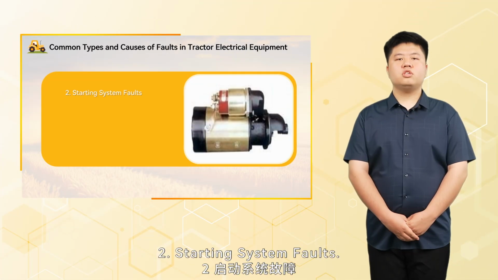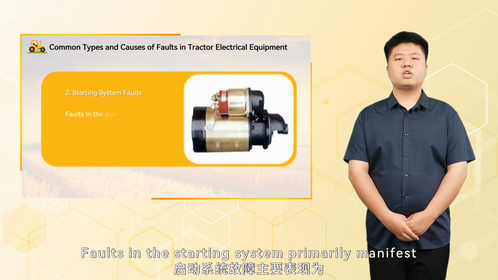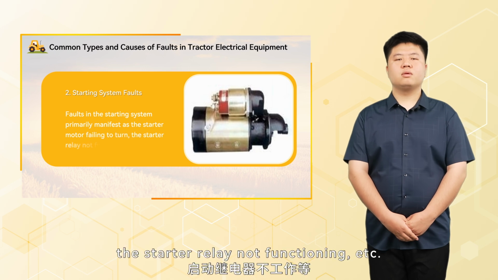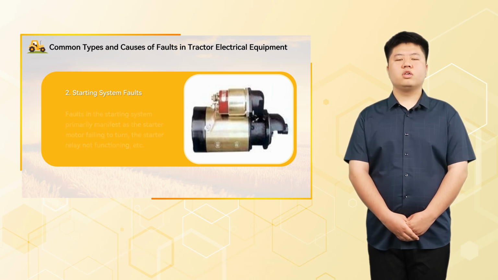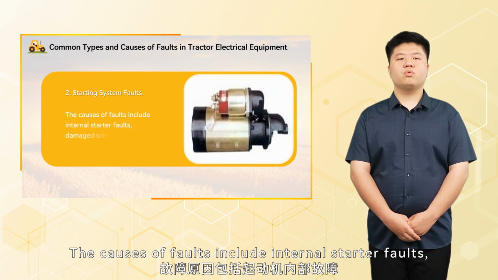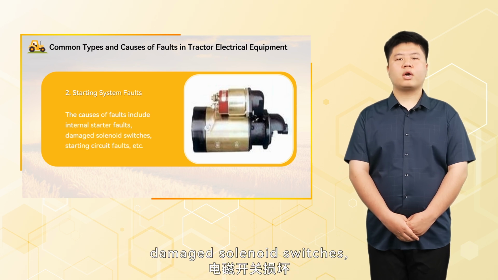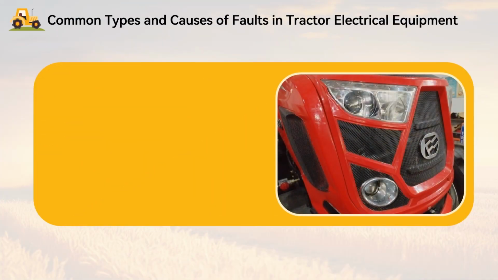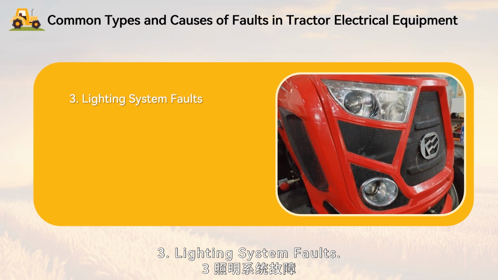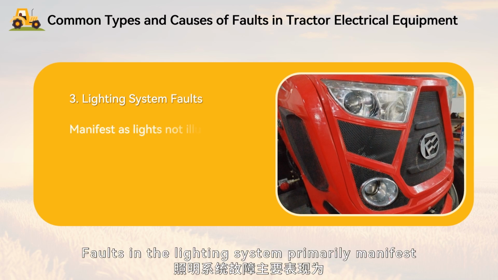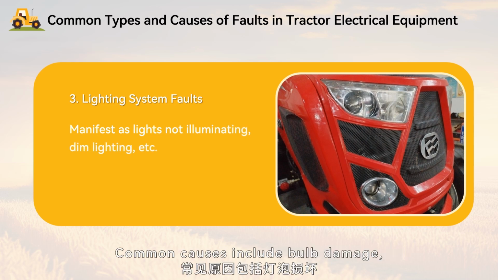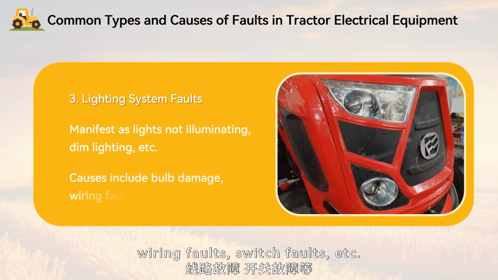2. Starting system faults. Faults in the starting system primarily manifest as the starter motor failing to turn, the starter relay not functioning, etc. The causes of faults include internal starter faults, damaged solenoid switches, starting circuit faults, etc. 3. Lighting system faults. Faults in the lighting system primarily manifest as lights not illuminating, dim lighting, etc. Common causes include bulb damage, wiring faults, switch faults, etc.